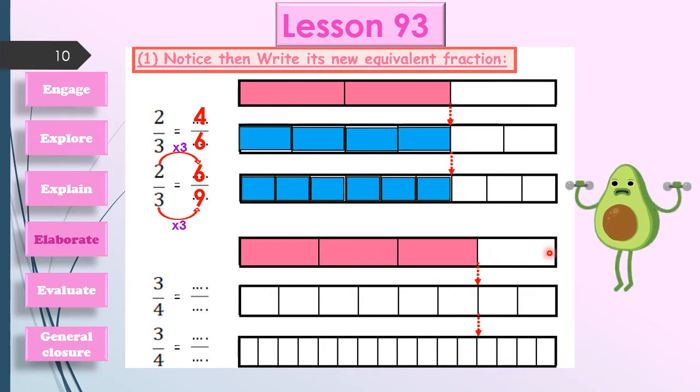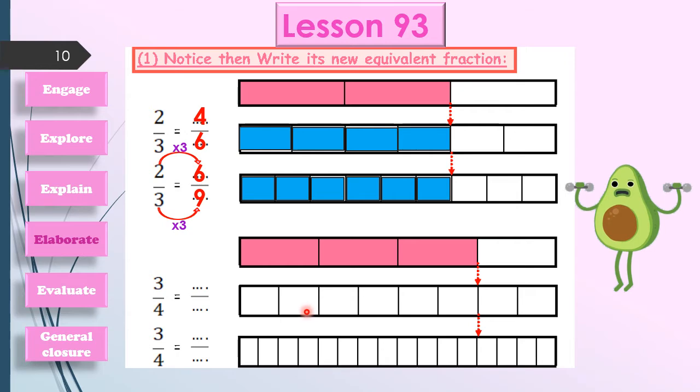Here we have another proper fraction, which is 3/4. 3/4, 3 parts out of 4. I want the equivalent fraction here and here. Here we have all parts. It will be 1, 2, 3, 4, 5, 6, 7, 8. 8 parts of the same size.